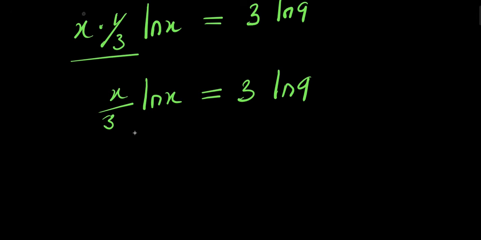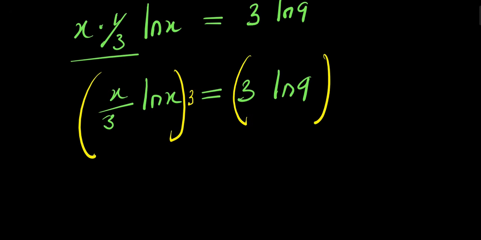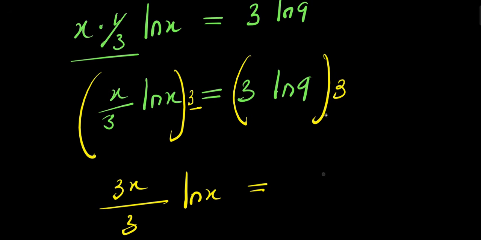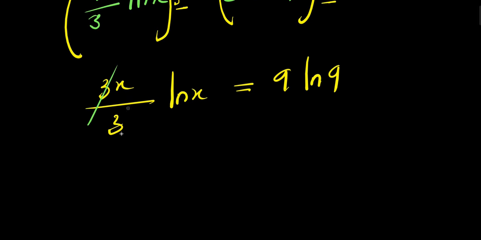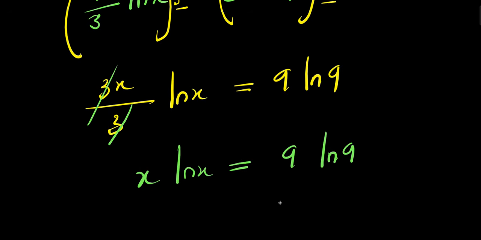So we can decide to multiply each part by 3. If you multiply this, you have 3 times x divided by 3, and natural log x equals 3 times 3, that is 9, times natural log 9. So from here, this eliminates this, we have x times natural log x equals 9 times natural log 9. By comparing the values here, we have x equals 9.